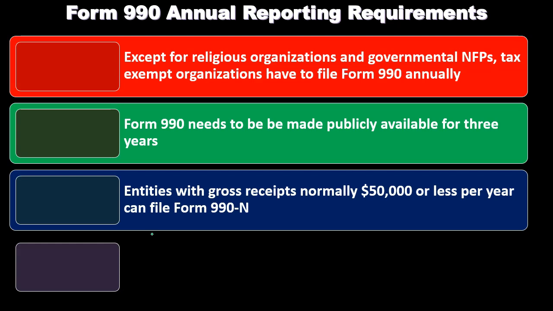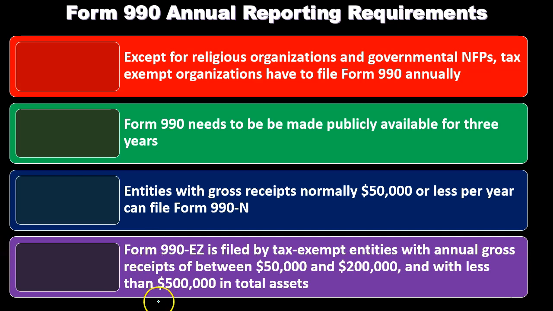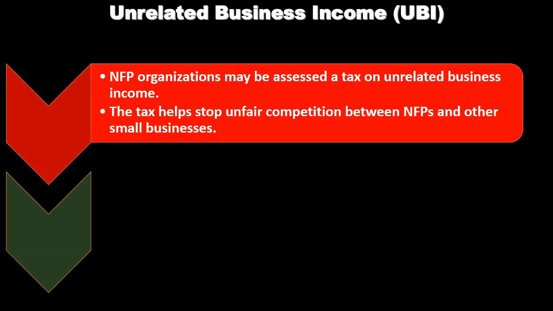Entities with gross receipts normally $50,000 or less per year can file Form 990-N. So if it's $50,000 or less, 990-N. Form 990-EZ is filed by tax-exempt entities with annual gross receipts between $50,000 and $200,000 and with less than $500,000 total assets.